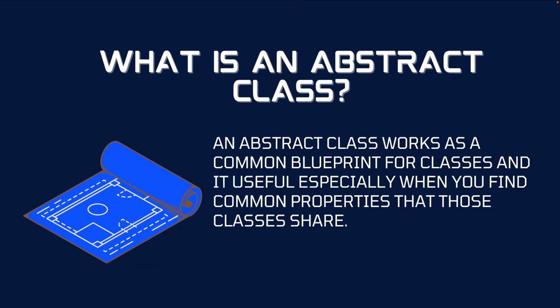What is an abstract class? An abstract class works as a blueprint for classes, and it is useful especially when you find common properties that those classes have. An abstract class can't be initialized, but those that inherit an abstract class must implement the methods created in the abstract class, which we'll see soon.